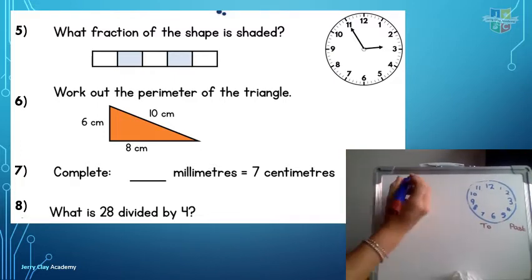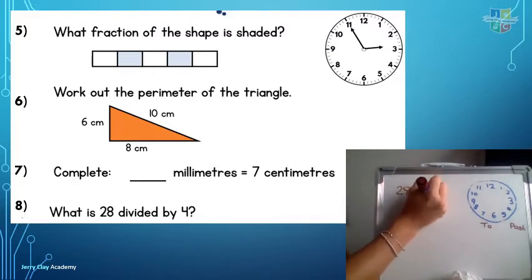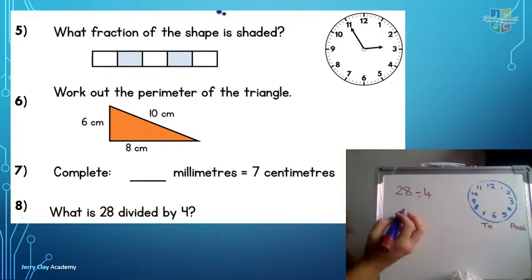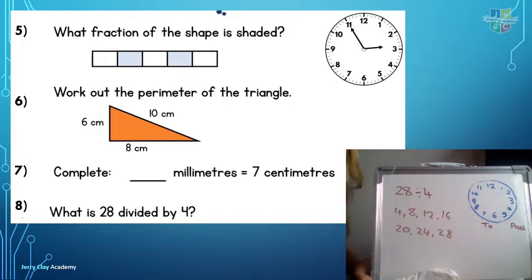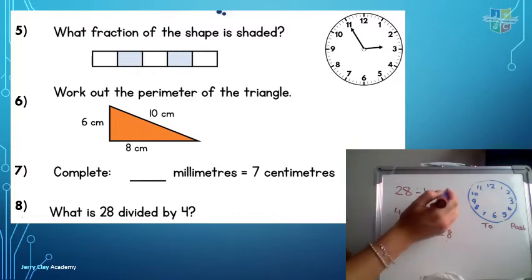Finally, what is 28 divided by 4? You could have either drawn, counted up in your 4s: 4, 8, 12, 16, 20, 24, 28, and counted how many lots there were: 1, 2, 3, 4, 5, 6, 7.